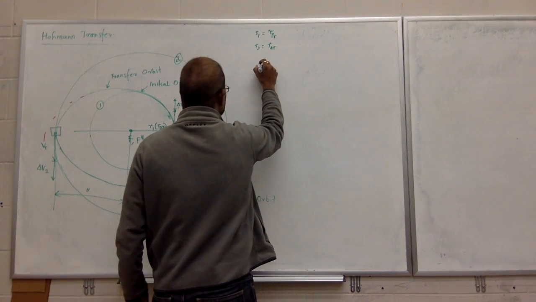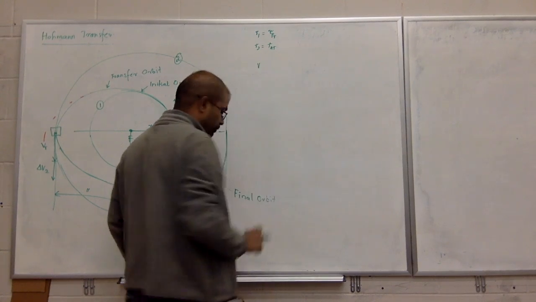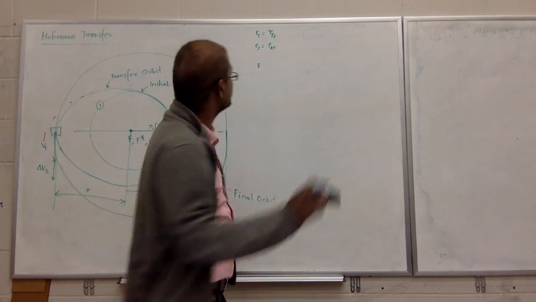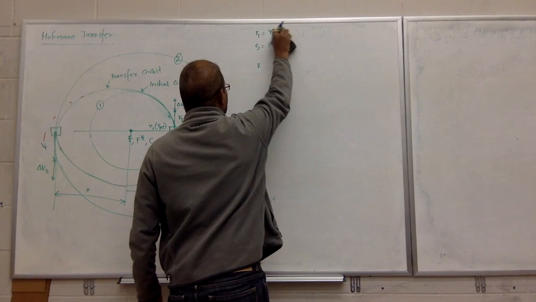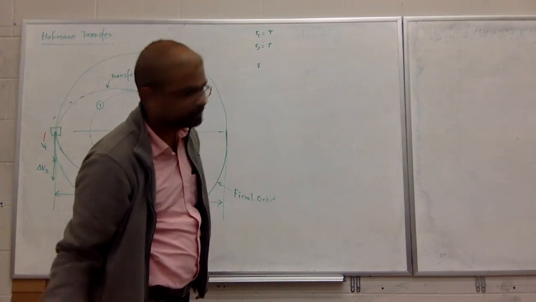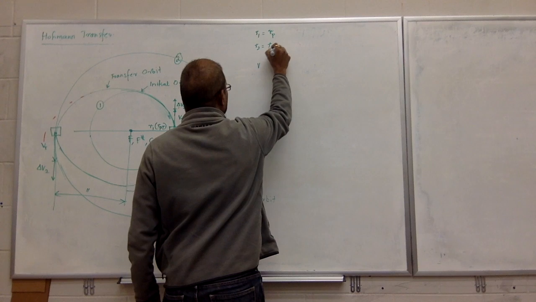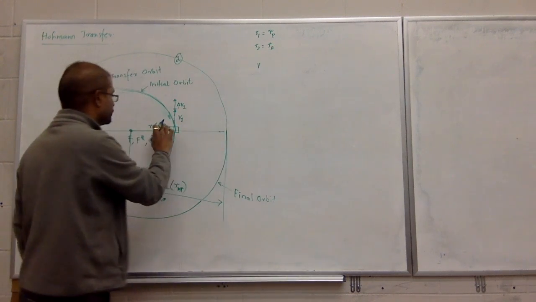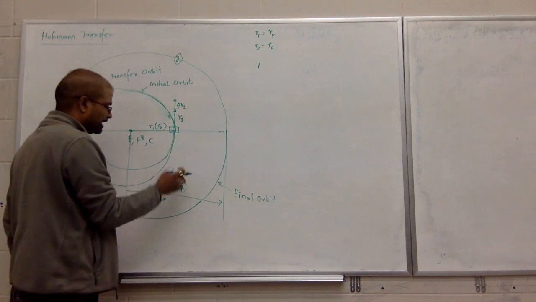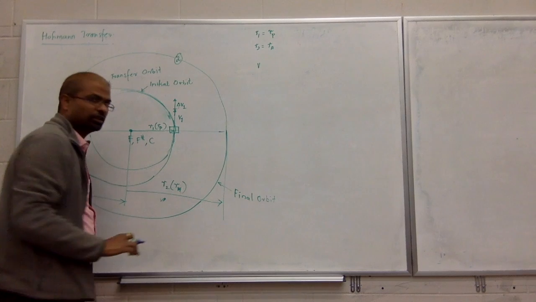What is V? So I think we'll use this notation. Can I just use RP and RA? Okay, we'll just use that. So you know that corresponds to the transfer orbit.